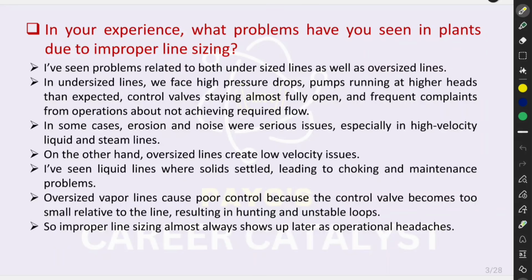On the other hand, oversized lines create low velocity issues. I have seen liquid lines where solids settled, leading to choking and maintenance problems. Oversized vapor lines cause poor control because the control valve becomes too small relative to the line, resulting in hunting and unstable loops. So, improper line sizing almost always shows up later as operational headaches.